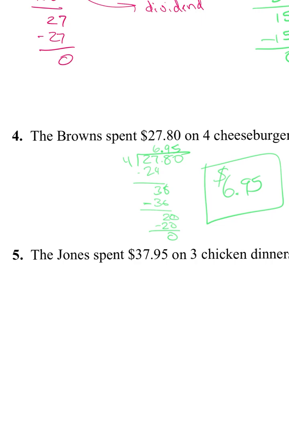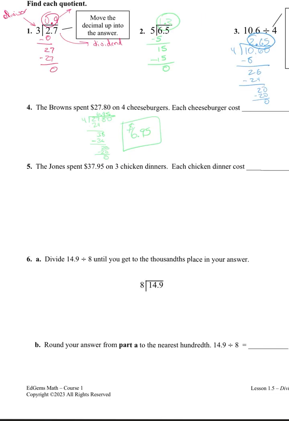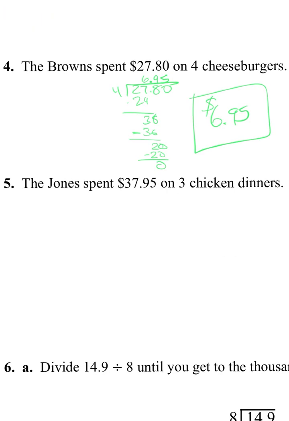All right, moving on. Okay, on number 5, it says the Joneses spent $37.95 on 3 chicken dinners. Each chicken dinner cost what amount? So I'm going to zoom in, and we're going to go ahead and work out number 5. All right, here we go. So $37.95 divided by 3. Bring up the decimal point into the quotient.